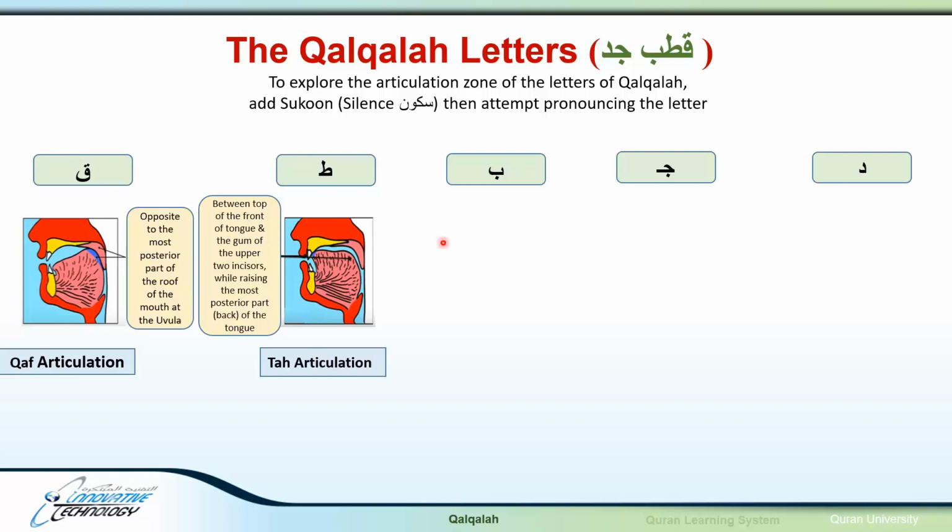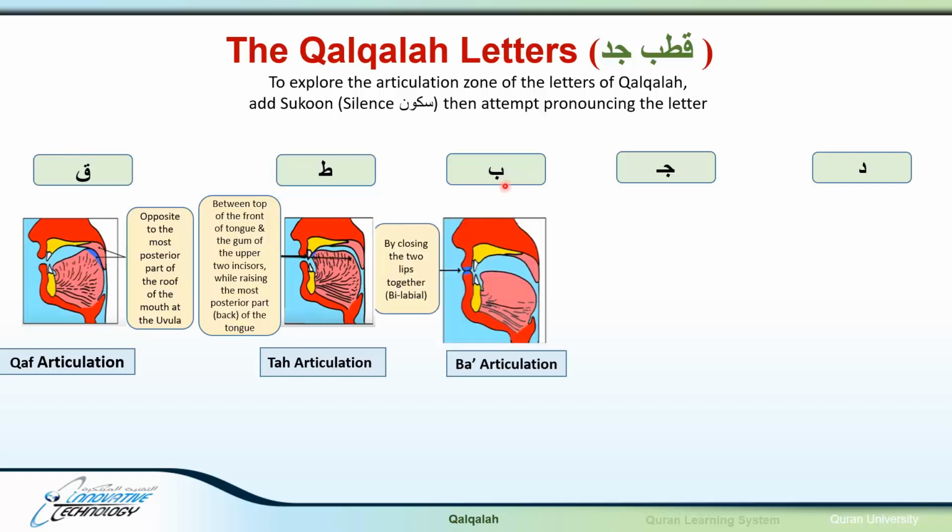Now, the Ba articulates by bringing the two lips together, closing the two lips. And that's why the Ba is considered to be a bilabial letter.